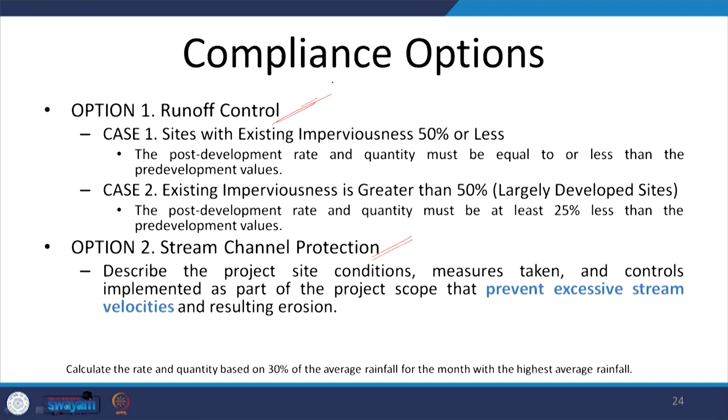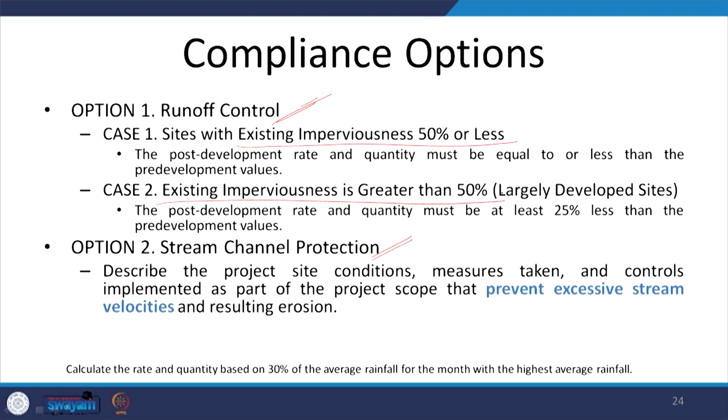Now, these two cases are where the site which we are going to develop, for a specific project site, has an existing imperviousness of 50% or less. So, it is a site which is less developed, and there could also be a case where the existing imperviousness is greater than 50%, which is a largely developed site, which is already developed.